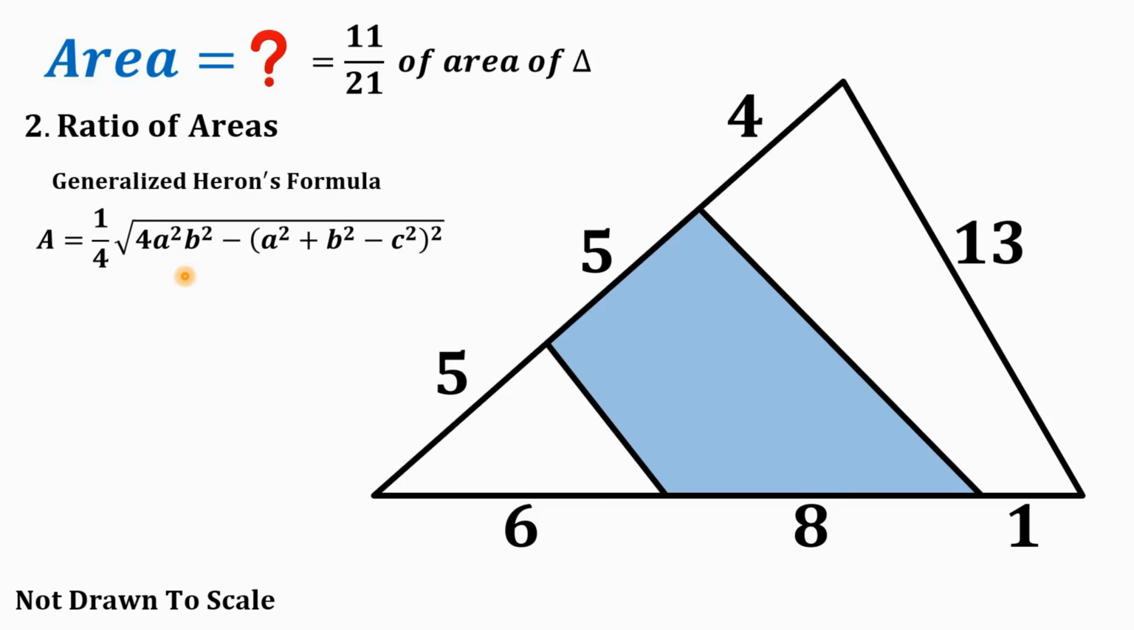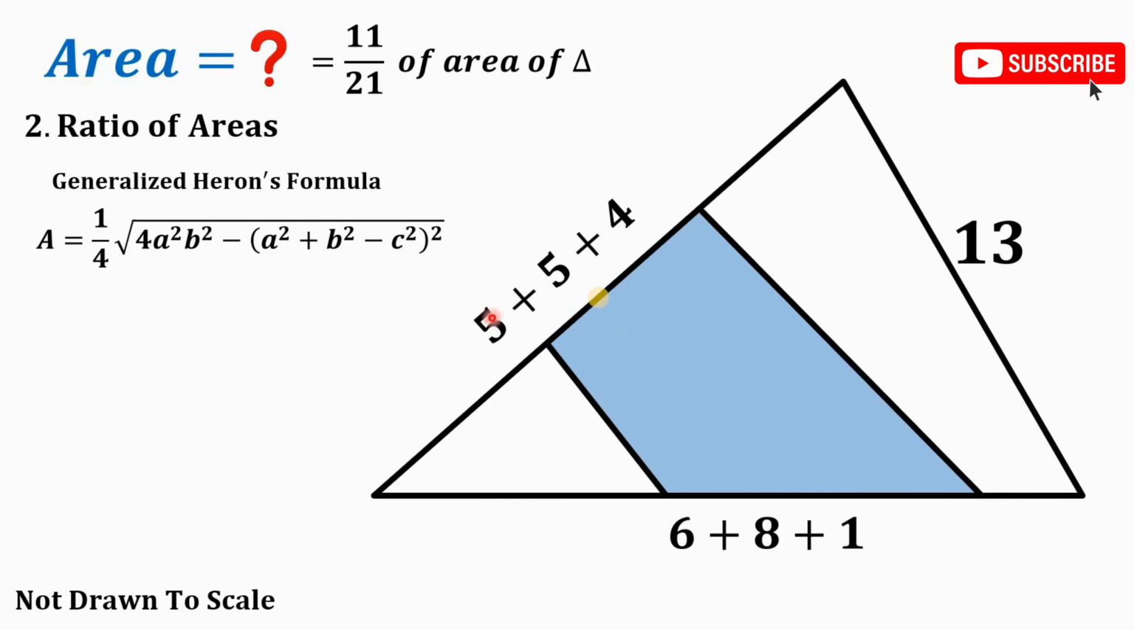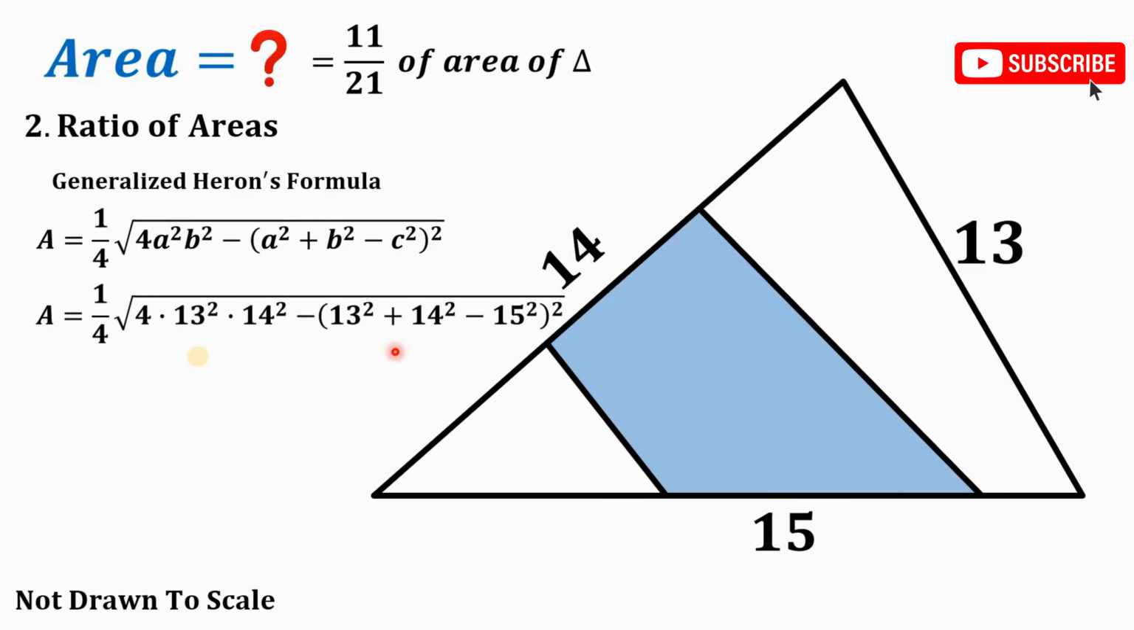Now, in order to use this, we need to have the side length of our triangle. So we know this side must be equal to 6 plus 8 plus 1 on the bottom part, and pi plus 4 on this side. Pi plus 4 will give us 14, and 6 plus 8 plus 1 will give us 15. And we can set that A equals 13, B equals 14, and C equals 15. No matter which is A, which is B, or which is C, this formula works for all triangles. So for now, A equals 13, B is 14, and C equals 15.